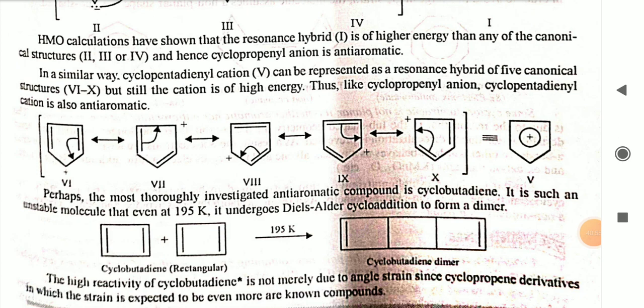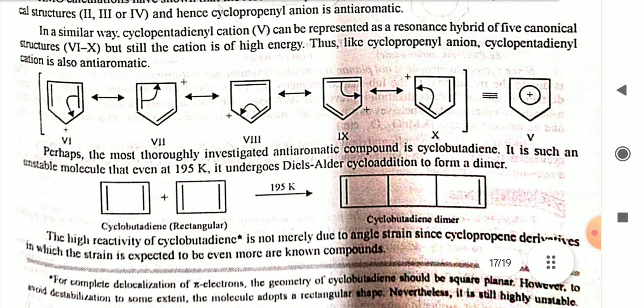In a similar way, cyclopentadienyl cation fifth can be represented as a resonance hybrid of five canonical structures, sixth to tenth, but still the cation is of higher energy. Thus, like cyclopropenyl cation, cyclopentadienyl cation is also anti-aromatic.